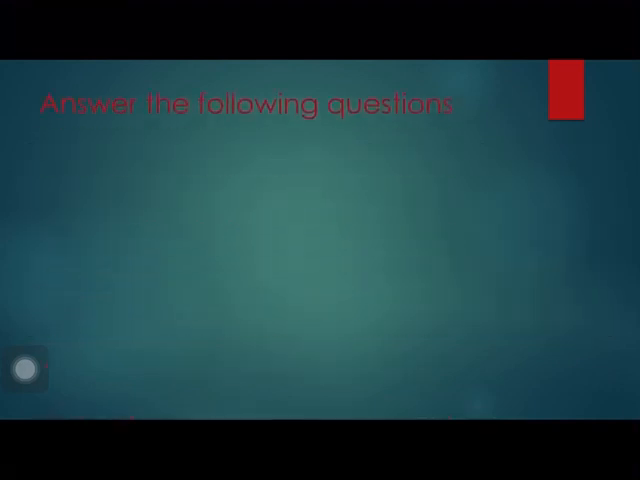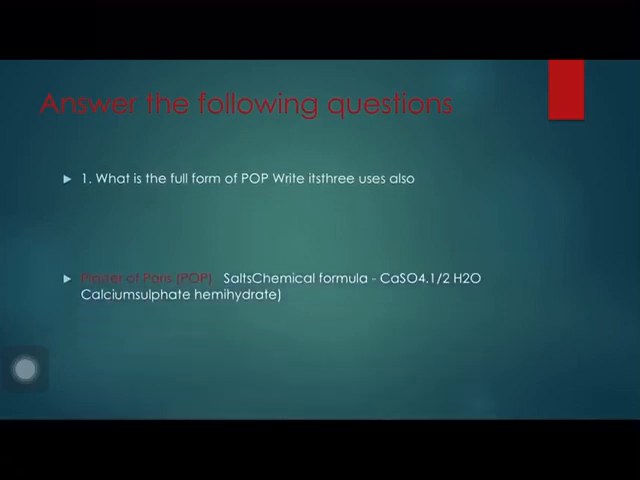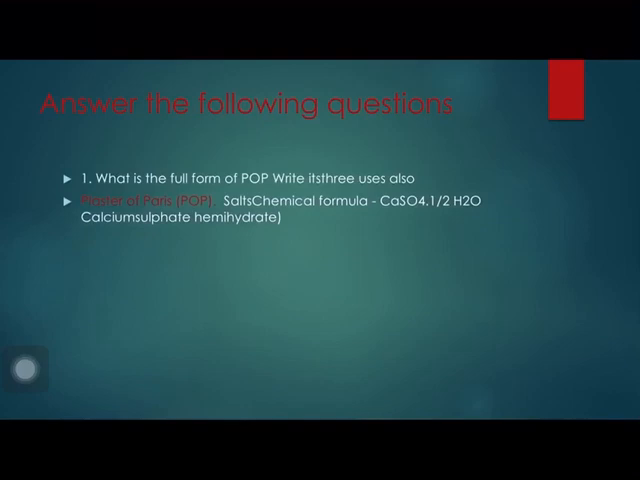Now we come to the question answers. First question is, what is the full form of POP? Write 3 uses. It's very simple. Plaster of Paris, CaSO4.half H2O. It is calcium sulfate hemihydrate. Uses are, plaster of Paris is used in medical treatment.